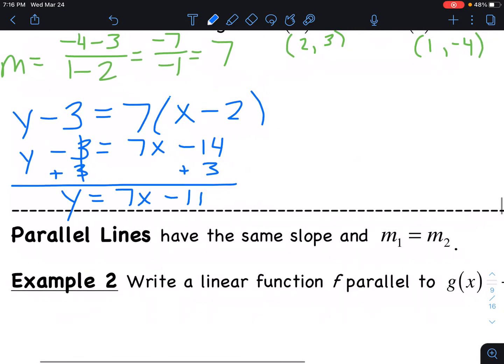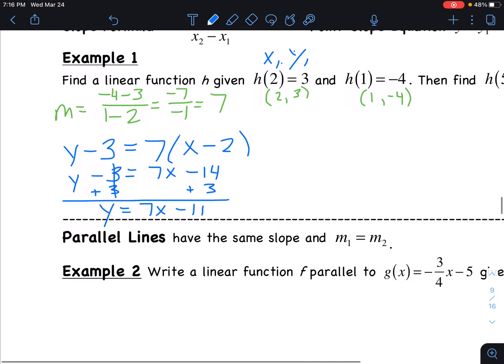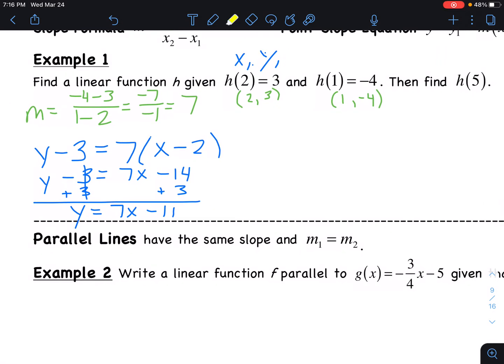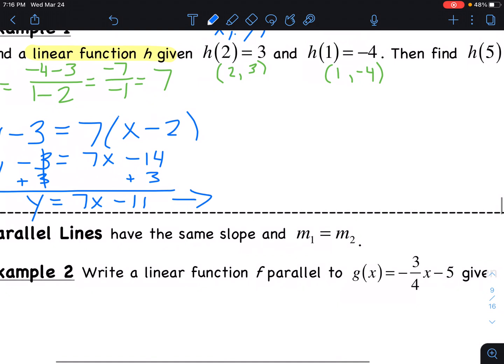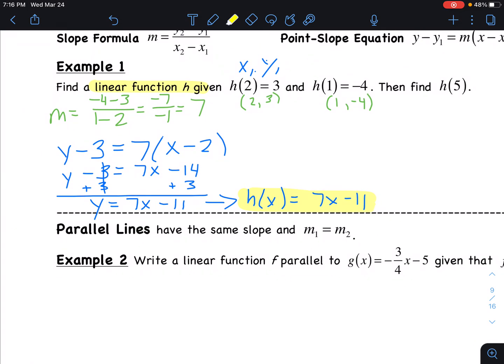Now that's the equation. We're going to write it. It does want a linear function h. So that means instead of y equals, we replace the y with h of x equals 7x minus 11. So there is our linear function h of x. All right, so that's part 1.